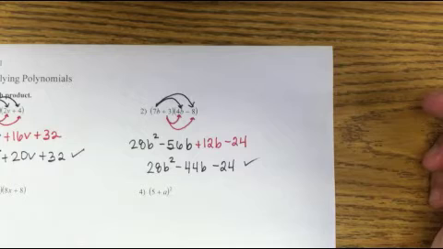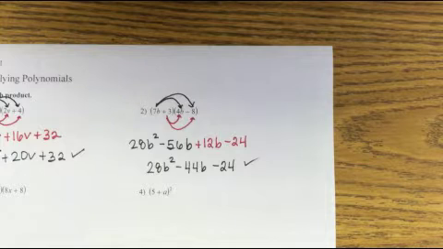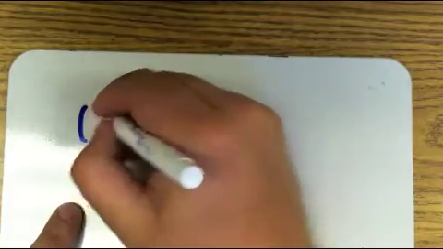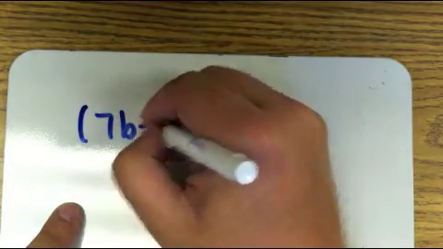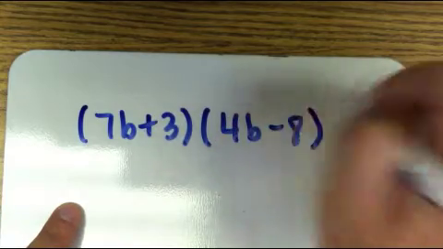Now, I'm going to show you the same problem. However, I'm going to show you a really common mistake that I do not want you to make. So I want you to watch this. Just put your pens down and watch me for a moment. I'm going to pull this whiteboard over here and write down that same problem. 7b plus 3, and then we had a 4b minus 8.